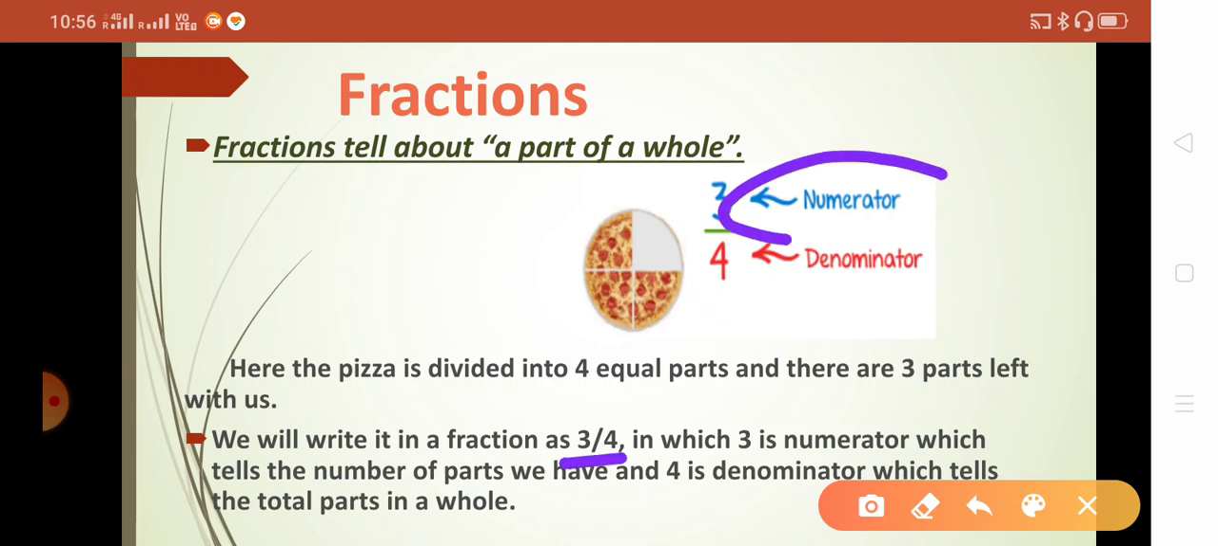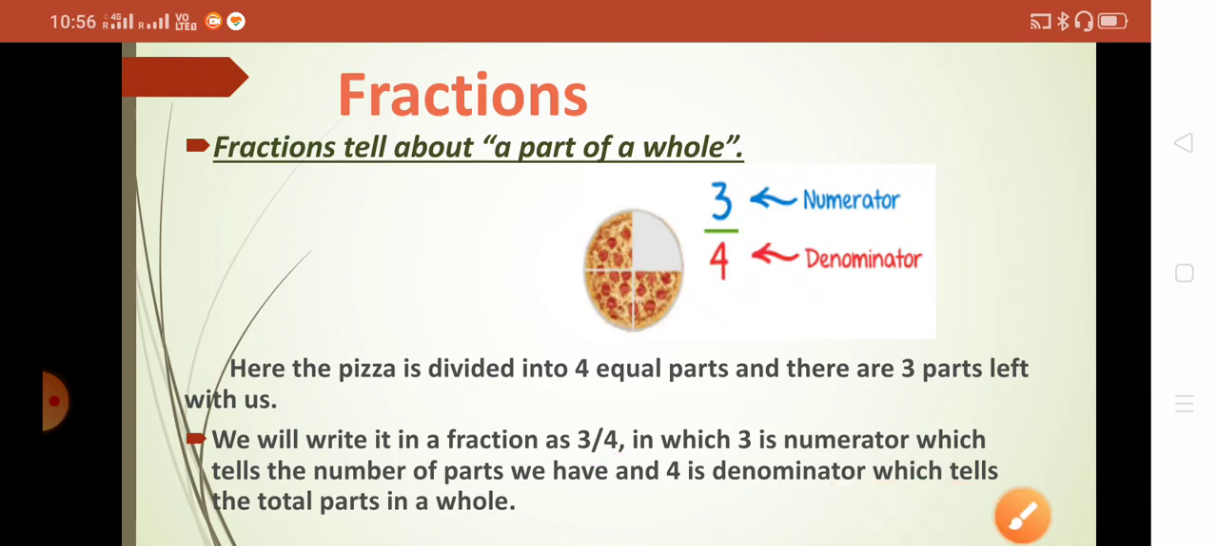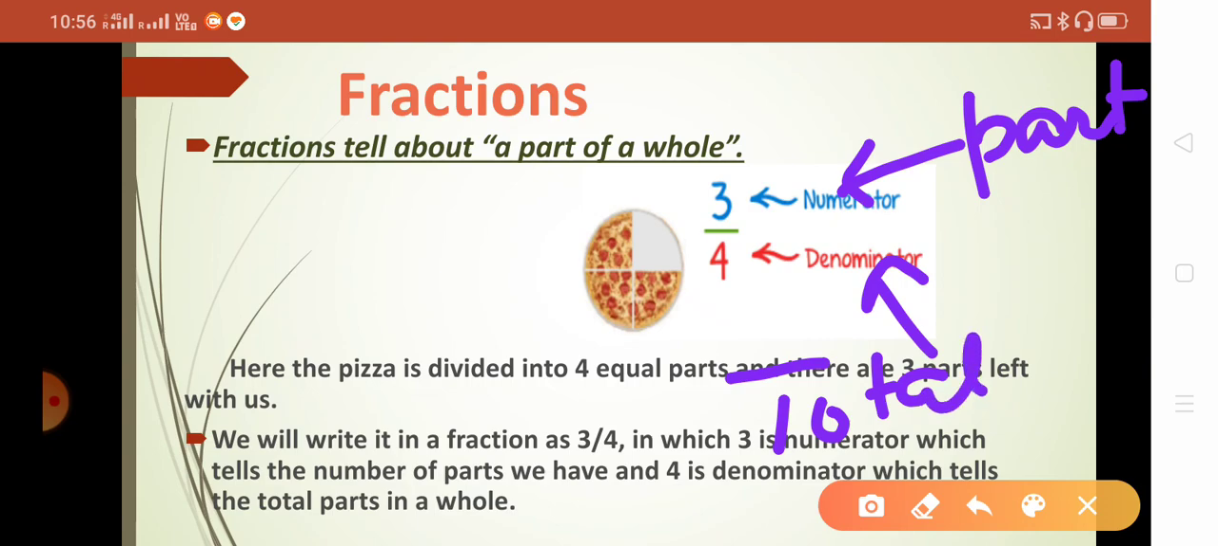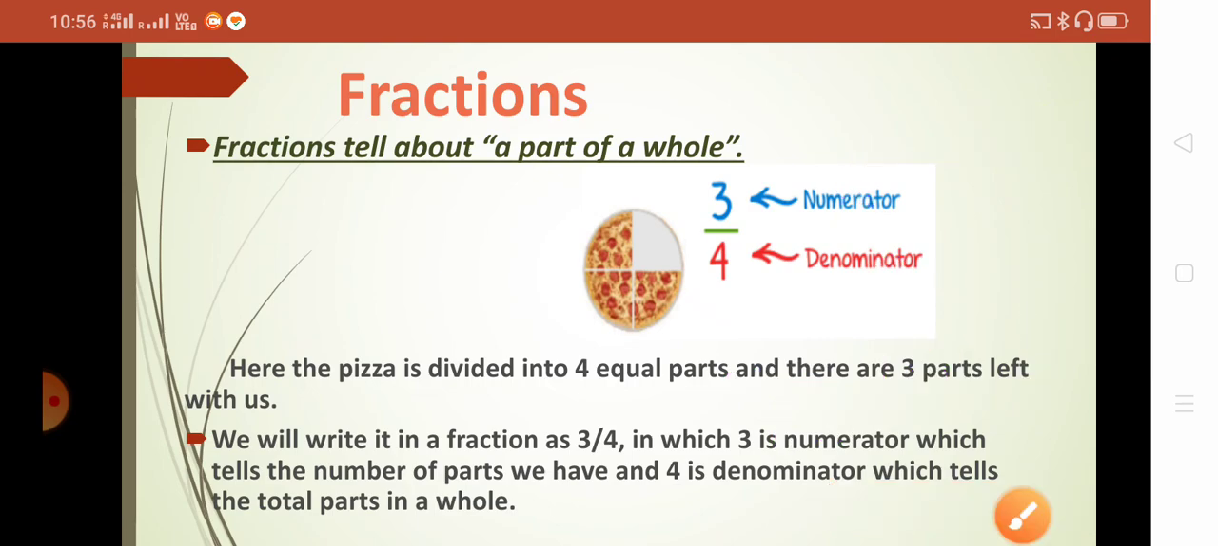Here 3 is the numerator and 4 is the denominator. So the numerator tells us the part and the denominator tells us the total parts of the whole thing. So the numerator tells us the parts taken and the denominator tells us the total number of parts. In this way we will write our fraction.